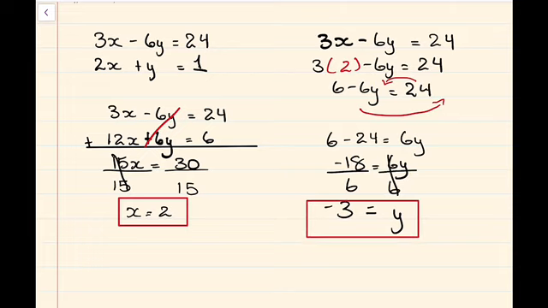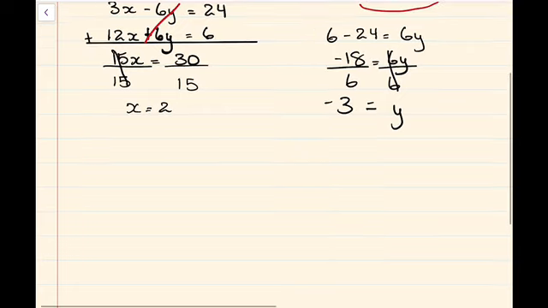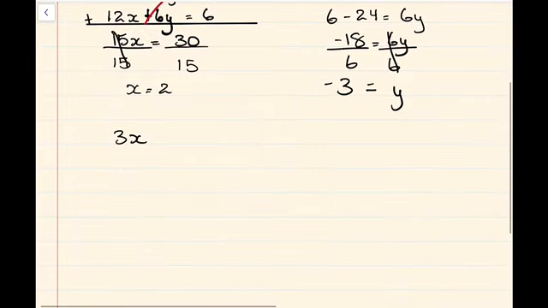Now, if we're not sure of these answers and we just want to double check to make sure that our answers are correct, what we're going to do is go back into the equation that we have here and substitute for both variables that we found and ensure that they equal this answer over here. You could also use another equation if you like. That's also fine. So let's just use the first equation since we already started off with that. 3x minus 6y equals 24.